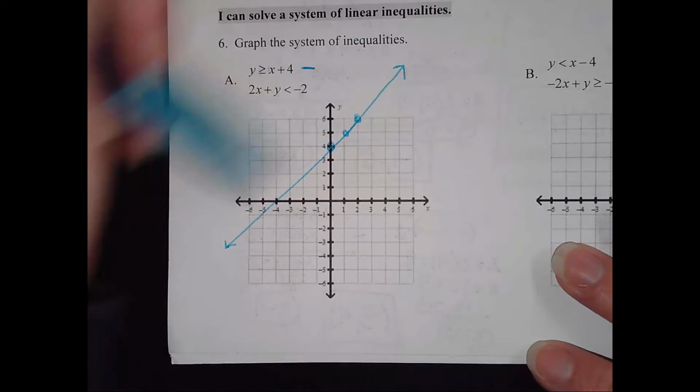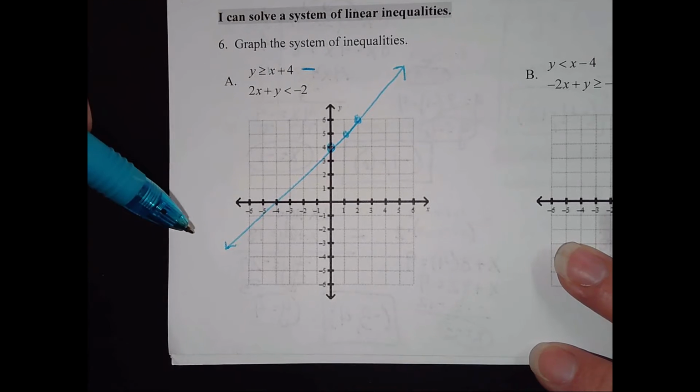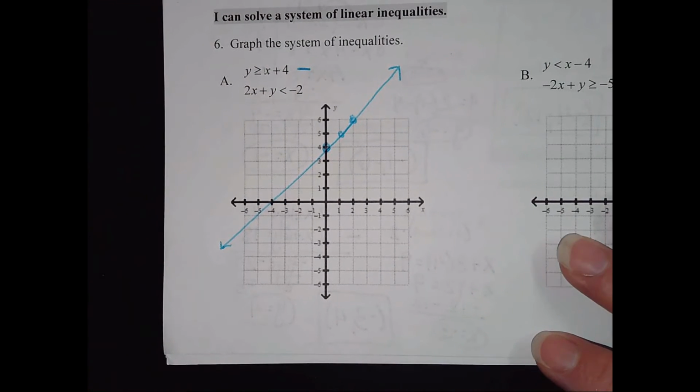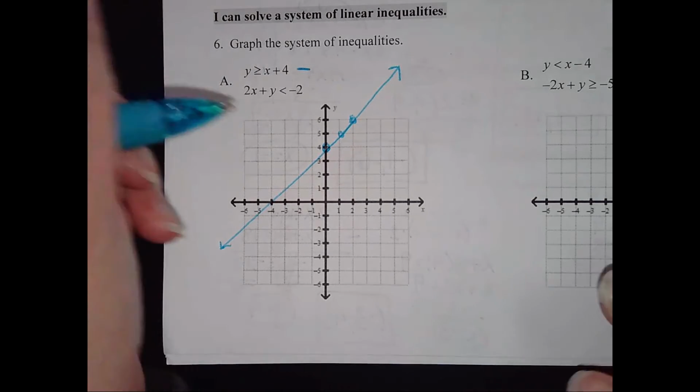Once you drew your line, then, I don't know if you remember this part, but we have to figure out where to shade. We picked a test point. Do you remember that? Yes, there we go. So do you remember what we always use for our test point? 0, 0. Good job.